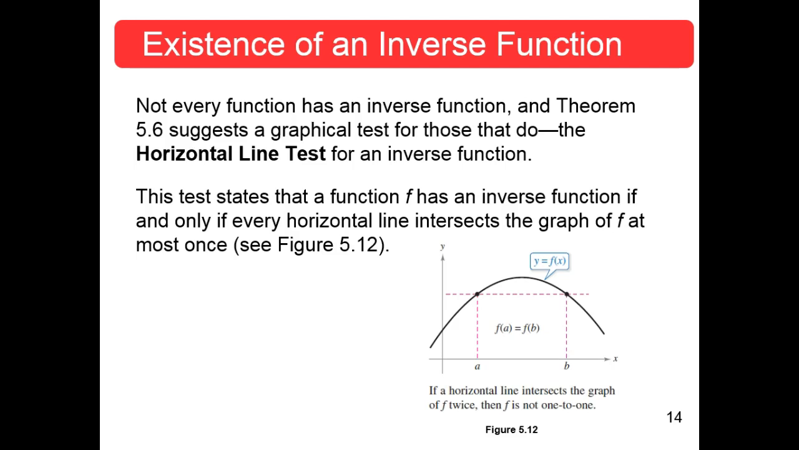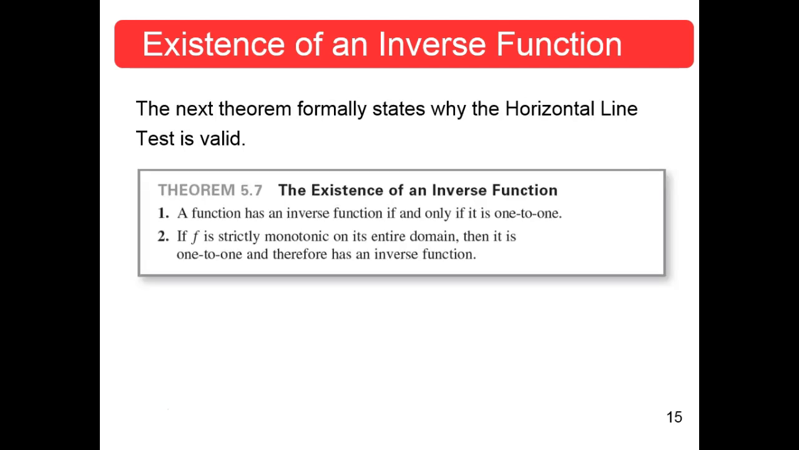So that gives us an additional test to tell whether a function has an inverse or not, the horizontal line test. If a horizontal line intersects the graph more than once, it's not a one-to-one function. So here they've introduced one-to-one before they told you what one-to-one is. So here's this theorem that formally states why the horizontal line test is valid.